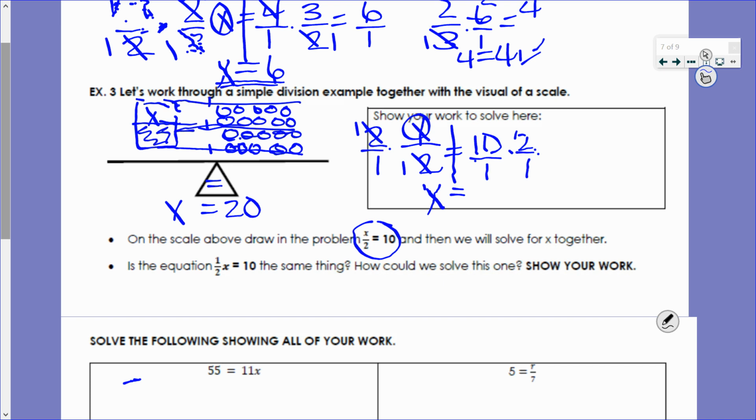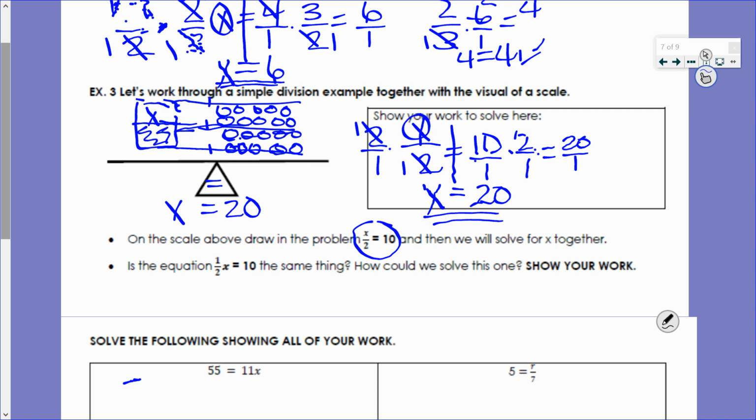10, I put that over 1. 10 times 2 is 20. 1 times 1 is 1. 20 over 1 simplifies to 20. So algebraically, that's how we solve that. Does that make sense? Because this is now a fraction, right? So to multiply a whole number by a fraction, what do I need to do? Put it over 1 to turn it into a fraction as well. Good question.